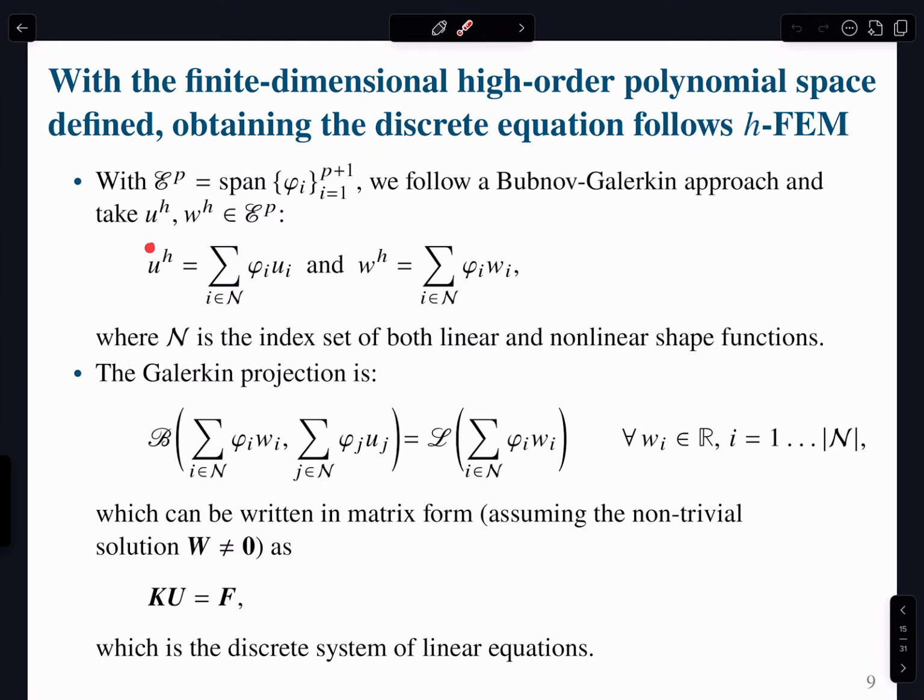So when we replace those two in our statement of the Galerkin projection, the weak form of equilibrium, we get exactly the same system of equations Ku equals F. It's exactly the same process. It's just that now we are dealing with not only the linear functions, but also the nonlinear functions. But the rest is pretty much the same.